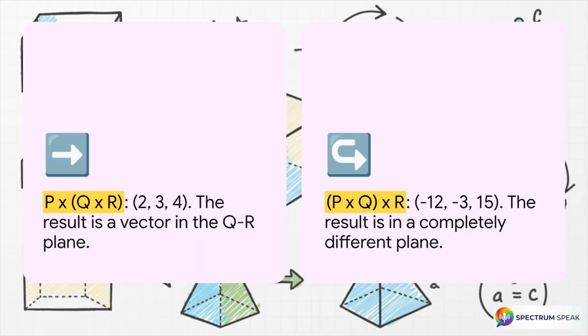And here's the proof, plain as day. On the left, that's the problem we just solved, P cross (Q cross R). Our answer was the vector 2, 3, 4. Now look at the right. All we did was move the parentheses. We're calculating P cross Q first, and then crossing the result with R. And look what we get. A totally different vector. -12, -3, 15. I mean, they're not even remotely close. This shows you the parentheses are absolutely critical. They control the entire problem.